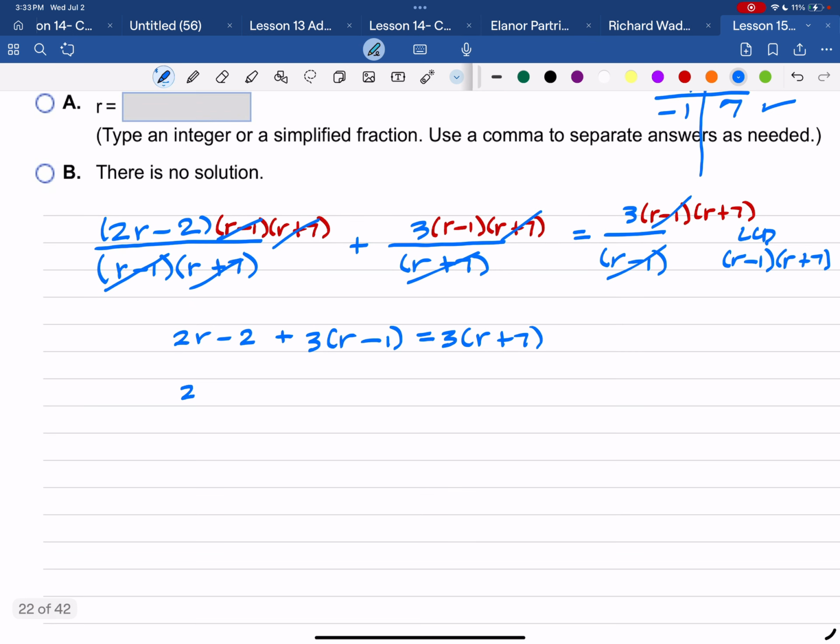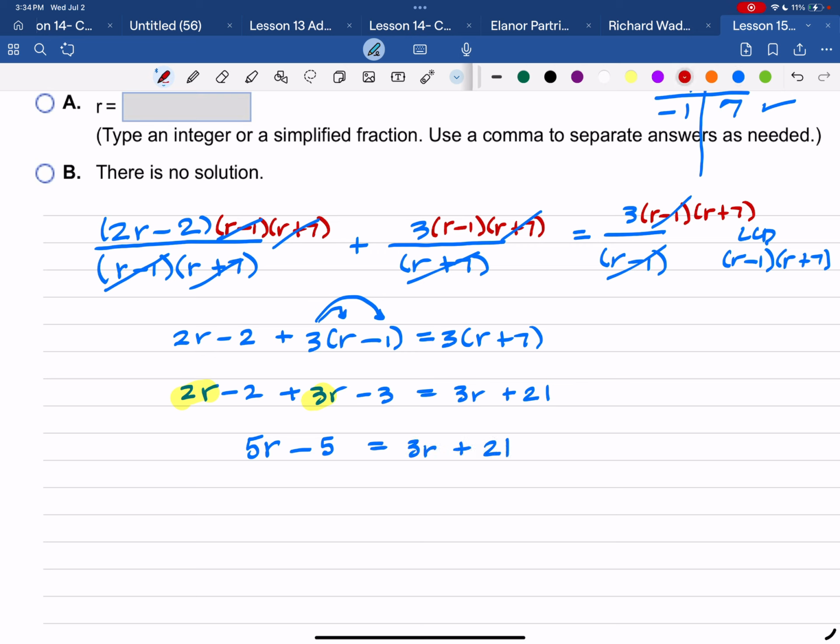So I need to clear my parentheses first. 2r minus 2 plus 3r minus 3. Don't forget, you're distributing to both. Equals 3r plus 21. Now, on the left-hand side, I have like terms, 2r and 3r. Before you start to move things, you need to simplify each side. So then I have a minus 2 and a minus 3. That's a minus 5. 5r minus 5 equals 3r plus 21.